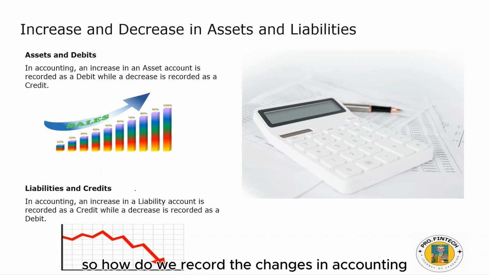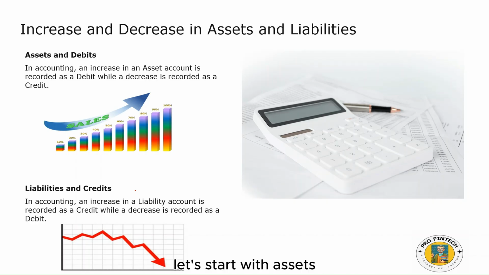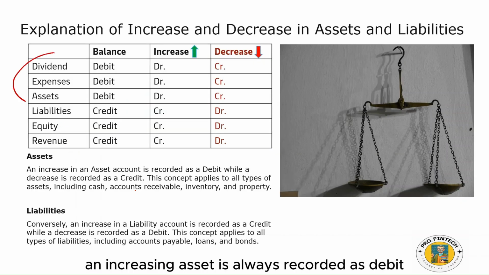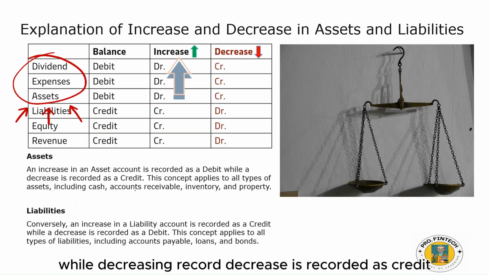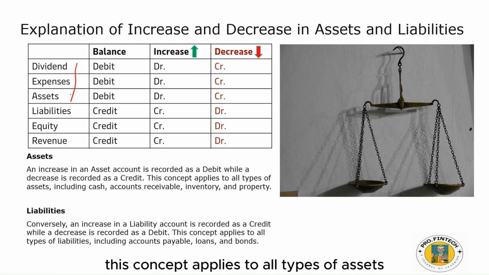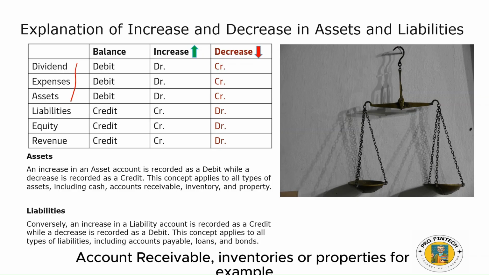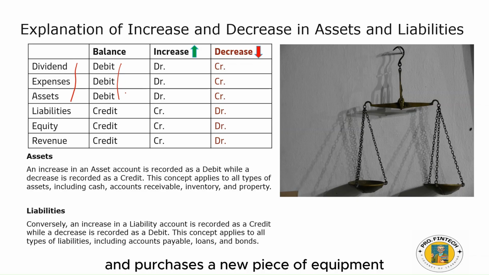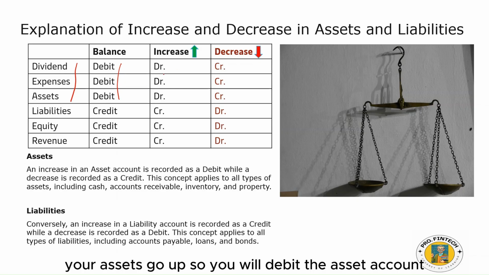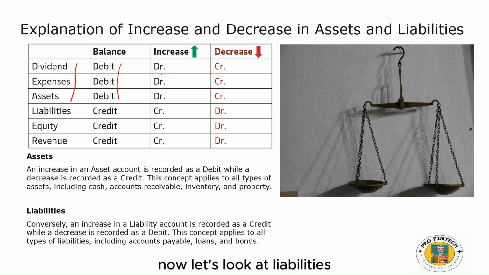So how do we record these changes in accounting? Let's start with assets. An increase in an asset is always recorded as a debit, while a decrease is recorded as a credit. This concept applies to all types of assets, including cash, accounts receivable, inventories, or properties. For example, if your business purchases a new piece of equipment, your assets go up, so you would debit the asset account.